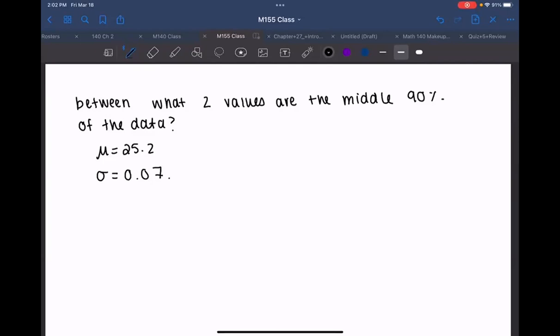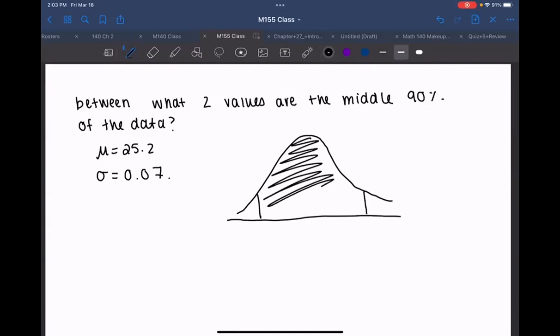So let me draw a picture of what we're dealing with right now. Of course we're dealing with the normal distribution, so probably a good idea to draw a normal curve. The middle 90% of the data, if I were to shade it in, would be something like this. Everything in between would represent 90% of the data, right?